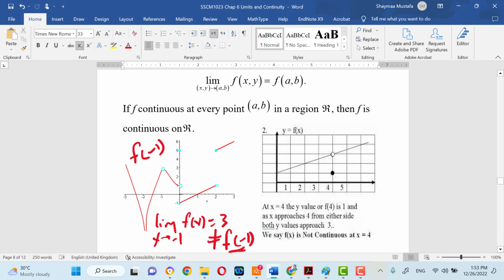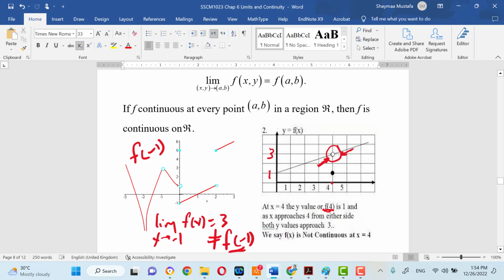Here it is similar, the limit exists. The limit as x goes to 4 from the left is equal to the limit from the right. So the limit exists, but the function is discontinuous. Why? Because the value of f(4) is 1, not 3. The limit equals 3, but the value of the function at x equal to 4 is 1. So 1 is not equal to 3, so the function is discontinuous at x equal to 4.